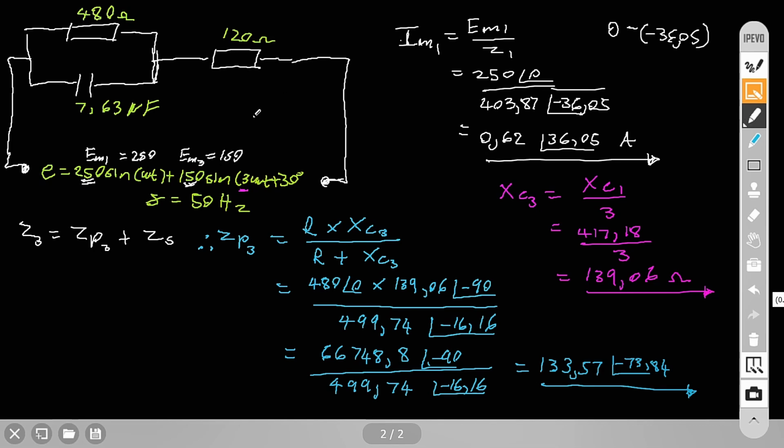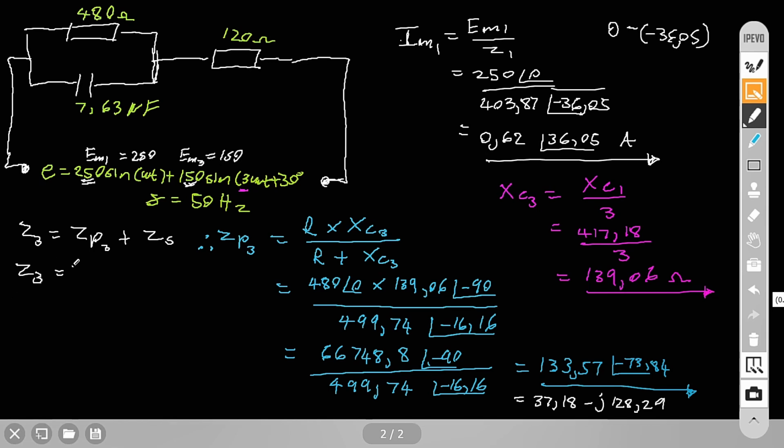So now we want our Z3. Our Z3 is equal to our Z parallel plus our Z series. It's addition, guys. It's Z parallel plus Z series, so you have to go to rectangular form. So what is this in rectangular form? In rectangular form, guys, this is 37.18 minus J128.29.